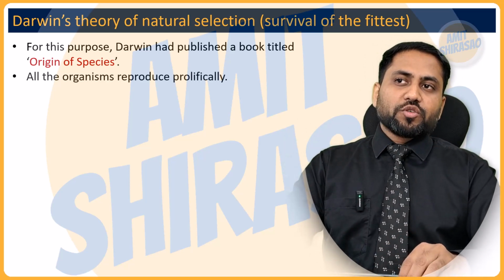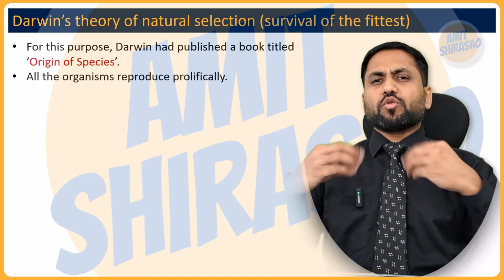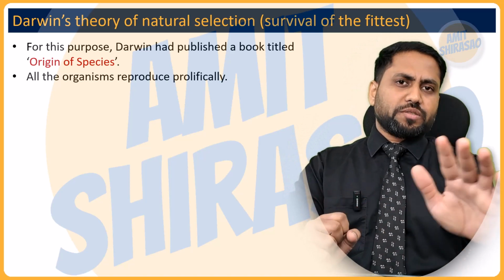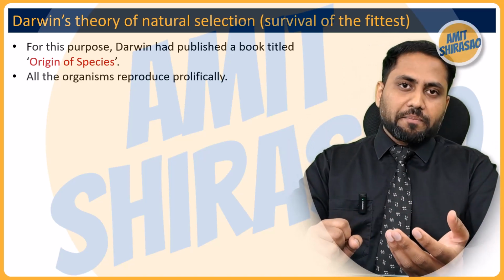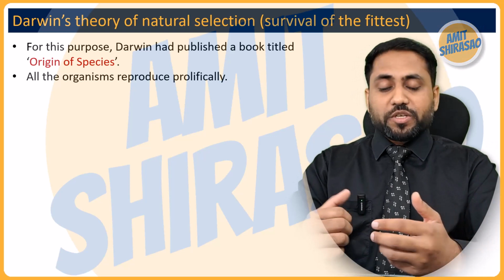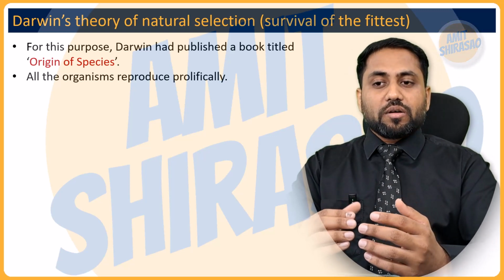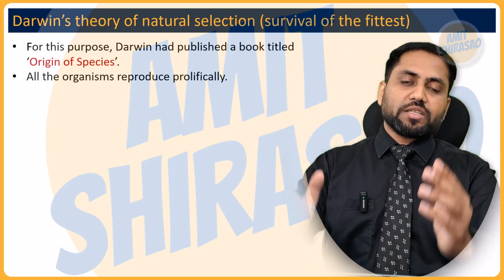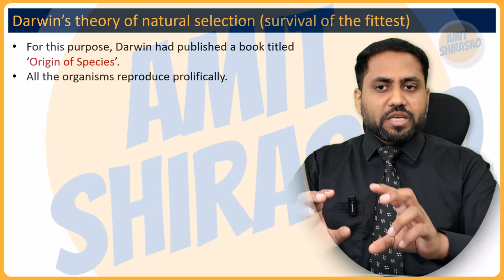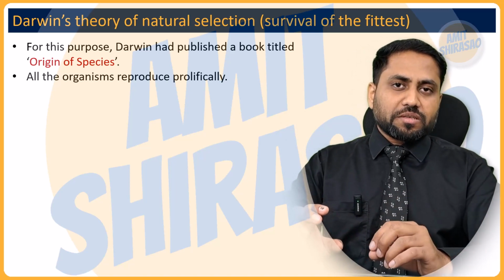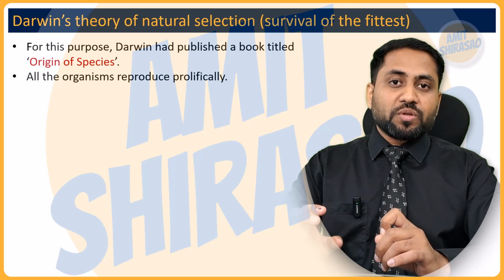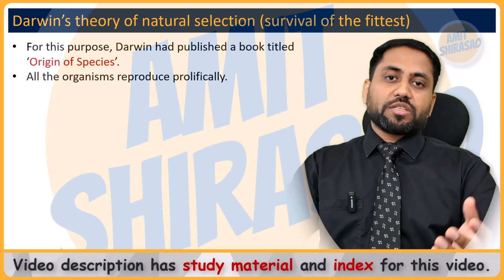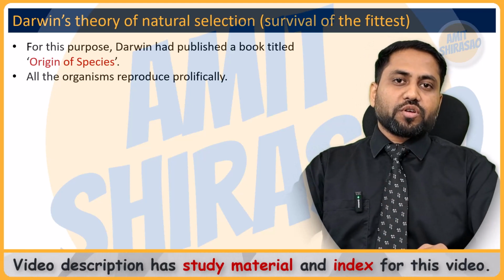All the organisms produce prolifically. Prolifically means too much. Like if you see cockroaches, they give birth to a lot of babies. Many of them die, but then the species still survives. Why? Because in spite of all those hardships, some of them are able to survive so that their progeny continues. Rabbits, they give birth to a lot of offspring. Why? Because many of them are eaten up by wolves and all the other wild animals, but some of them still survive because the rate of reproduction is more. So that is prolific reproduction.